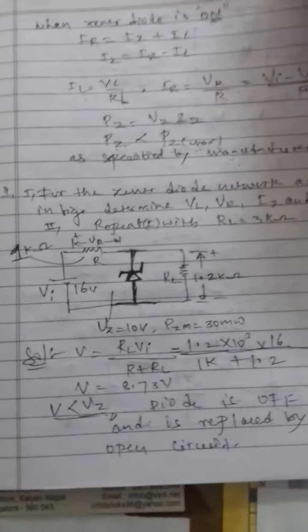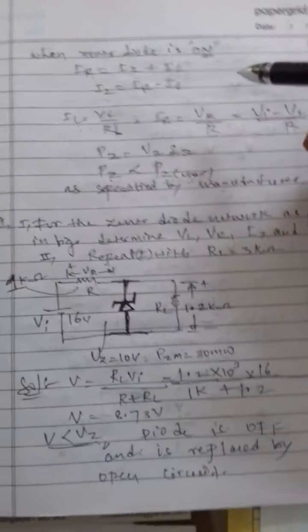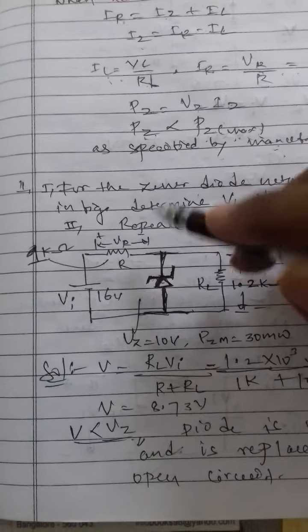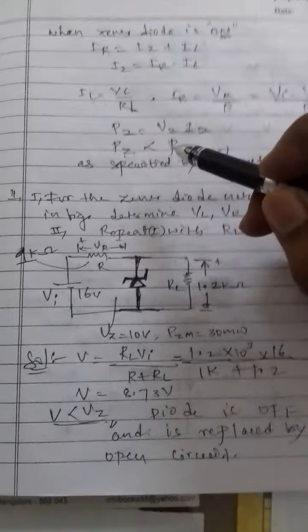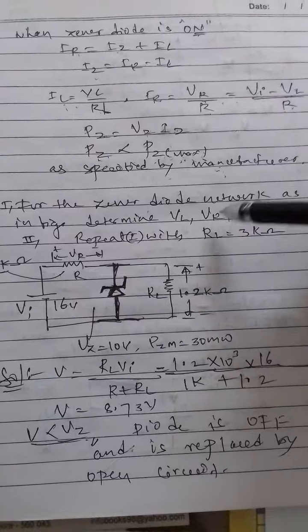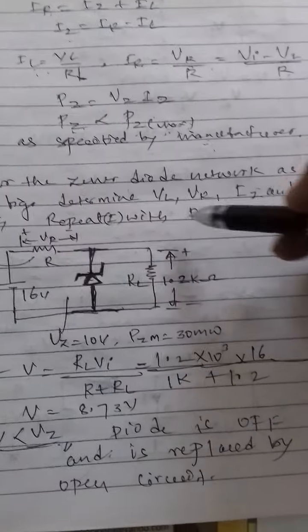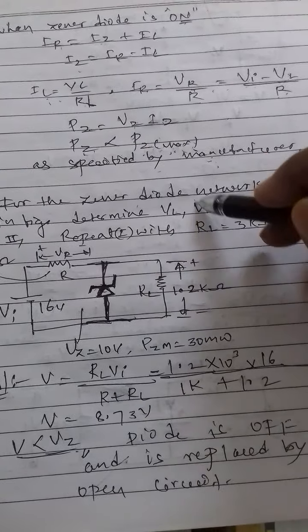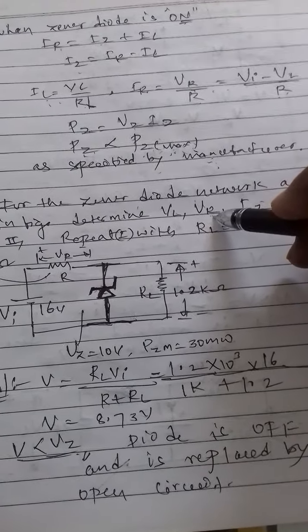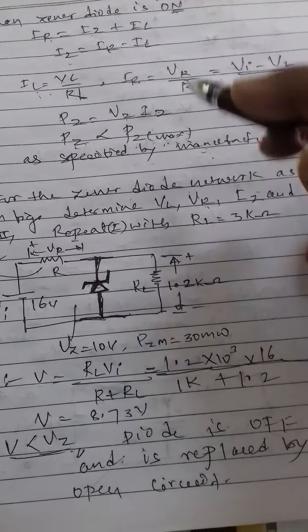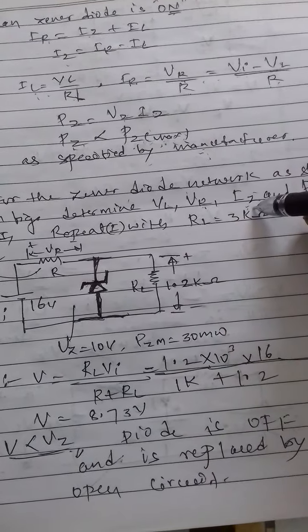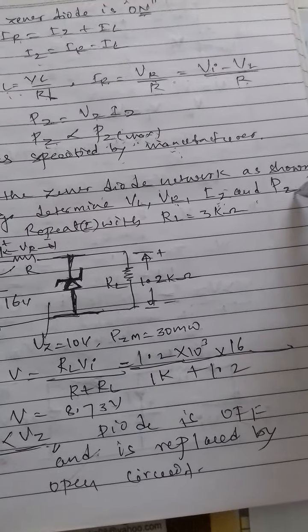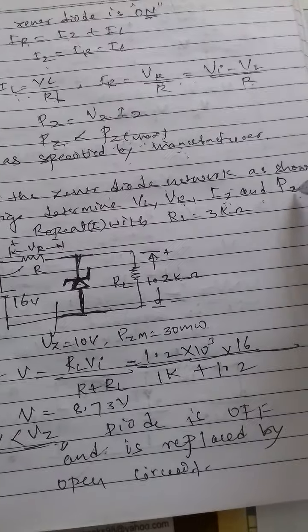Now we shall learn about the working of the Zener regulator by one of the numerical examples. For the Zener network as shown in the figure, determine the voltage VL, that is the voltage across the load resistance, the voltage VR, that is the drop of voltage across the resistance R, the current flowing through the Zener IZ, and the power dissipated in the Zener.